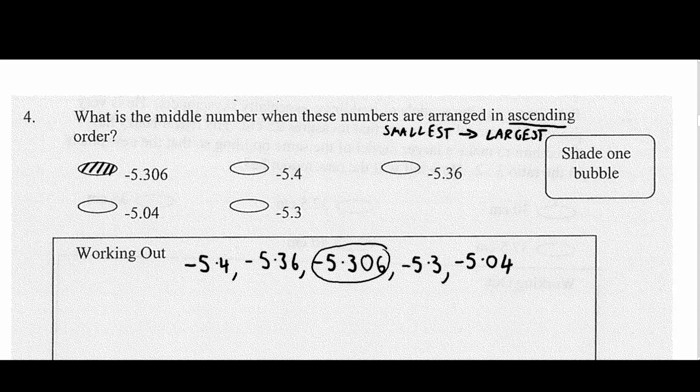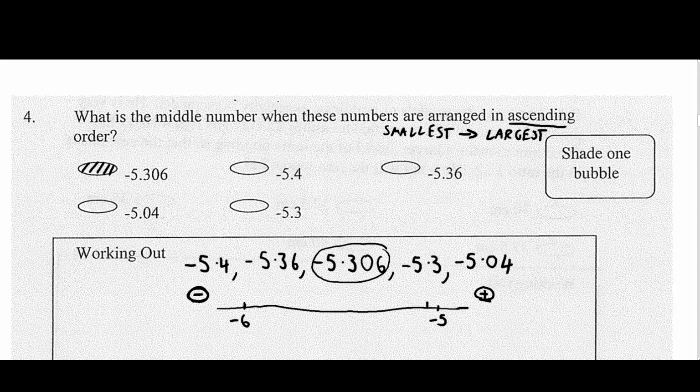So what I'm going to do is draw out a number line. So we've got here, that's -5, and here's -6. Going this way is more positive, going this way is more negative. So the positive side are the bigger numbers, and the negative side, this side here, are the smaller numbers.